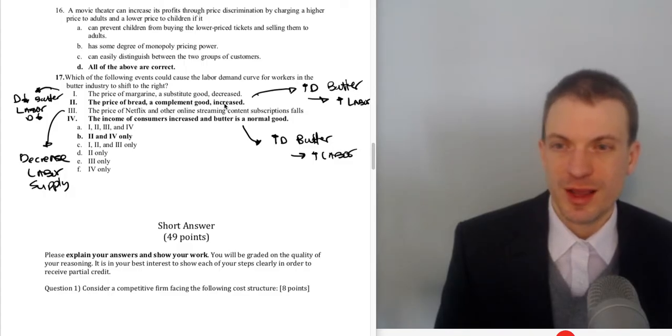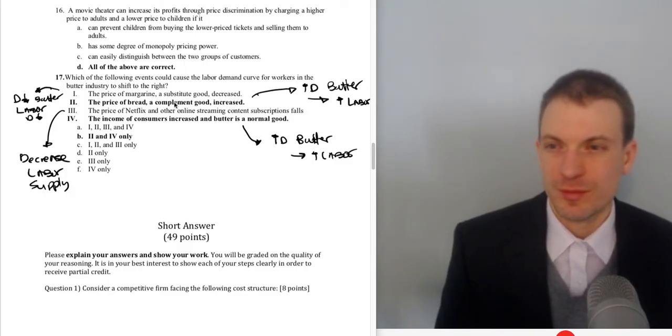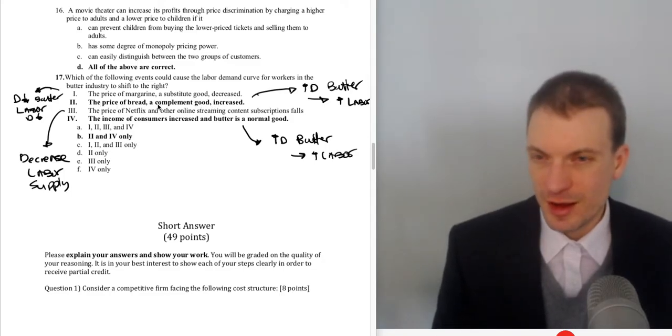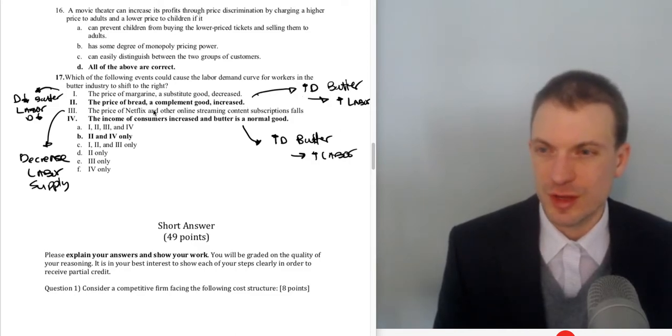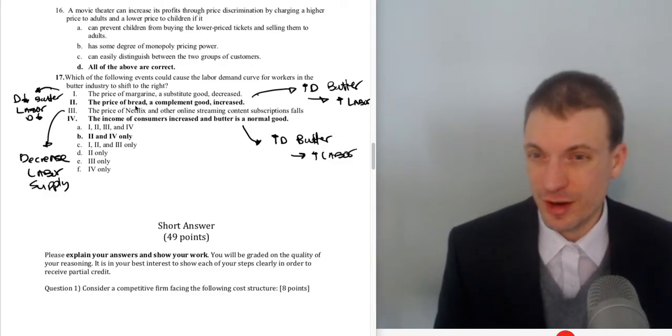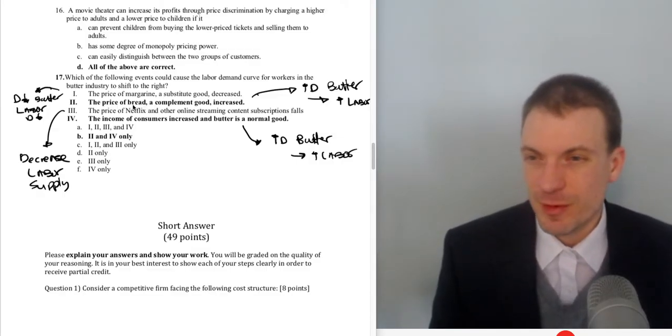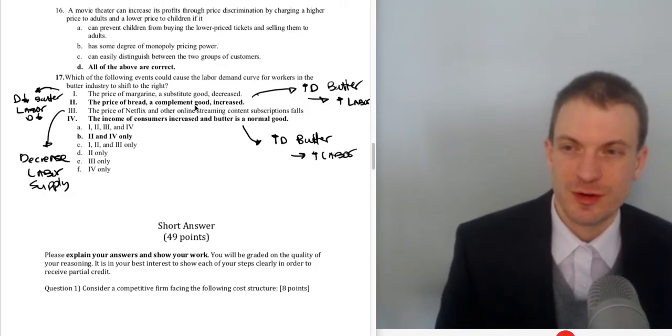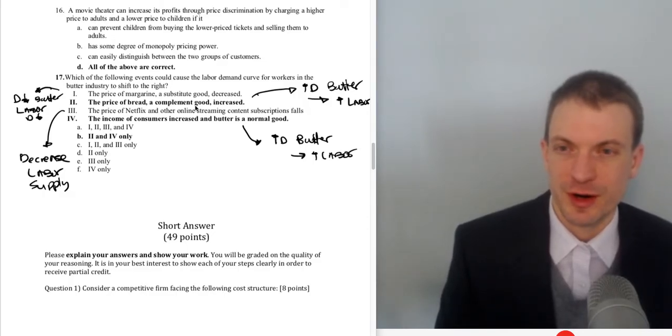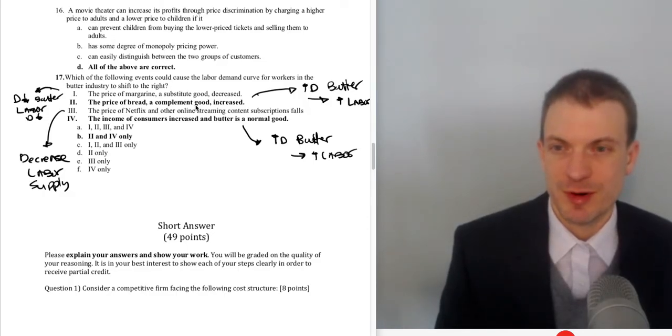Price of bread, a complement, increased. So you're going to buy less. We want a shift to the right. Price of bread, a complement, increased. This is not correct, because if the price of bread rises and bread's a complement, you're going to buy less bread. You're also going to buy less butter, and so this will decrease our labor demand for butter workers.